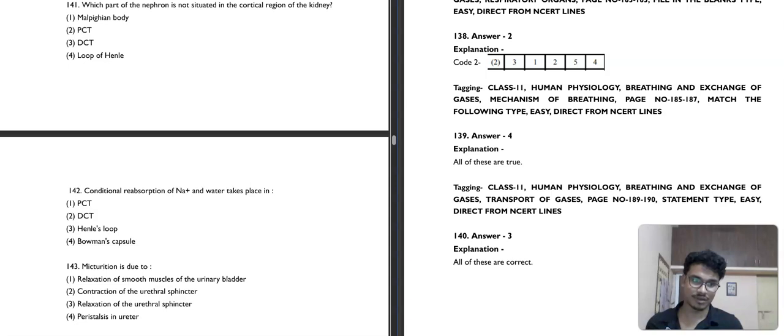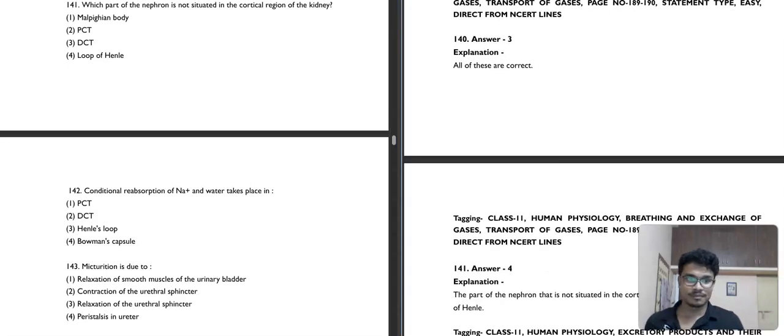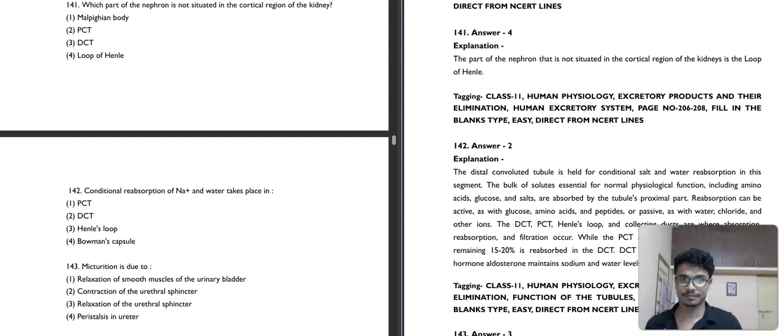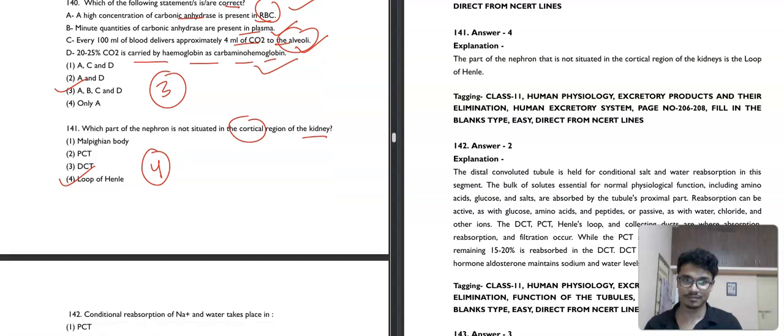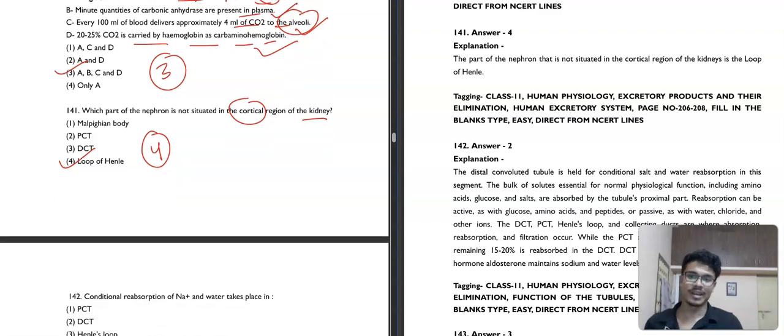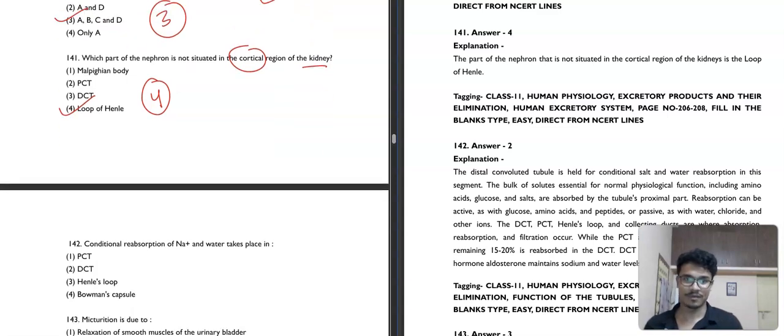Question number 141. Which part of the nephron is not situated in the cortical region of the kidney? Malpighian body, PCT, DCT or loop of Henle. So loop of Henle is not situated in the cortical region of the kidney. Fourth option is the correct answer. Cortical nephron and medullary nephron: in medullary nephron, you can see the long loop of Henle. The part of nephron that is not situated in the cortical region is the loop of Henle.